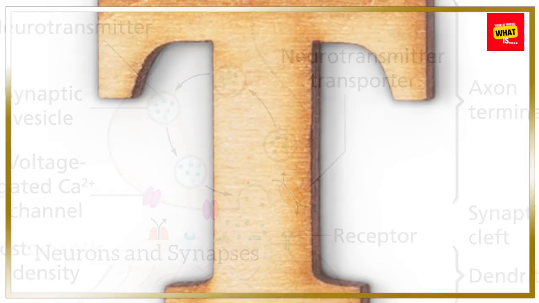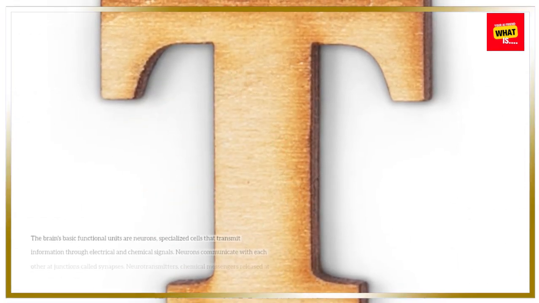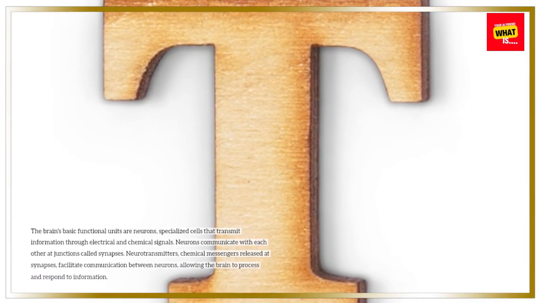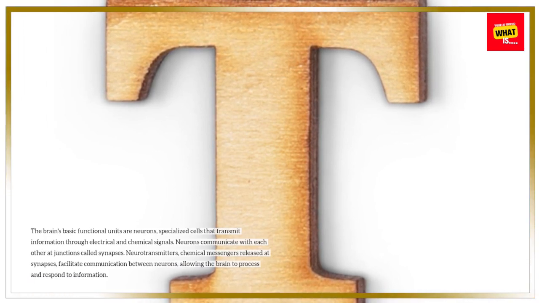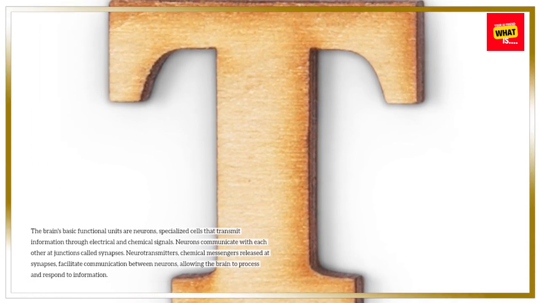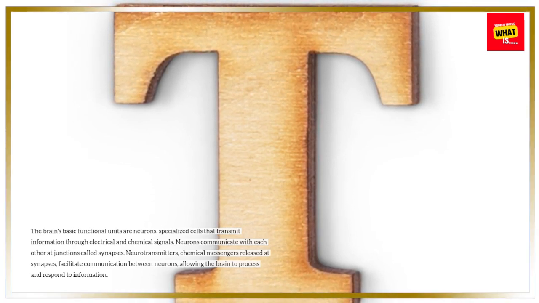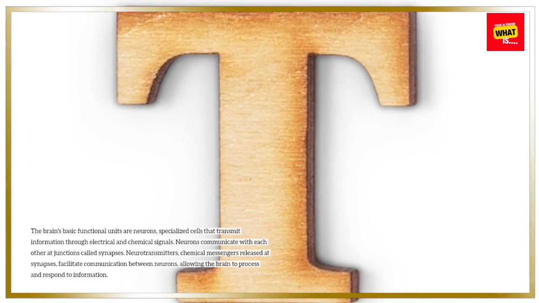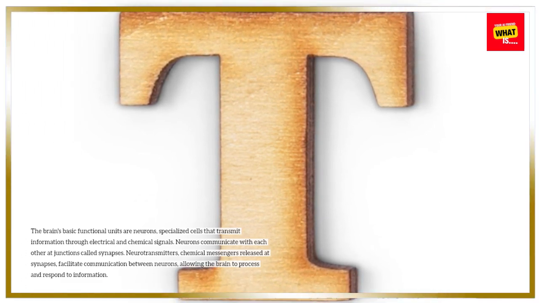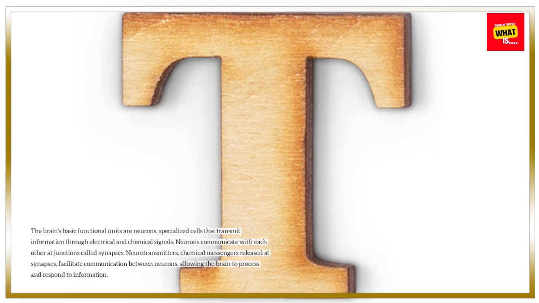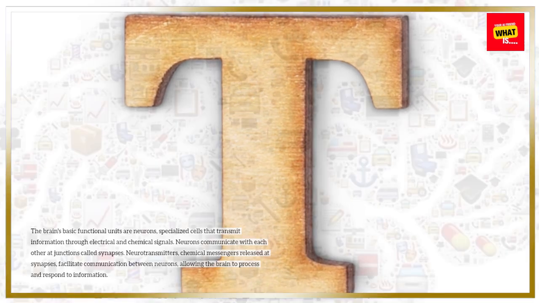Neurons and synapses. The brain's basic functional units are neurons, specialized cells that transmit information through electrical and chemical signals. Neurons communicate with each other at junctions called synapses. Neurotransmitters, chemical messengers released at synapses, facilitate communication between neurons, allowing the brain to process and respond to information.